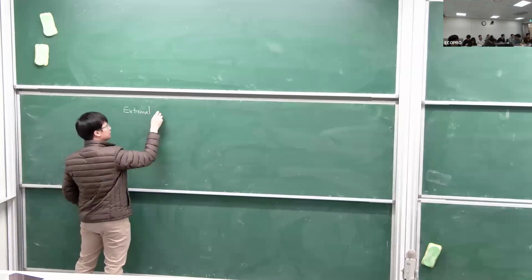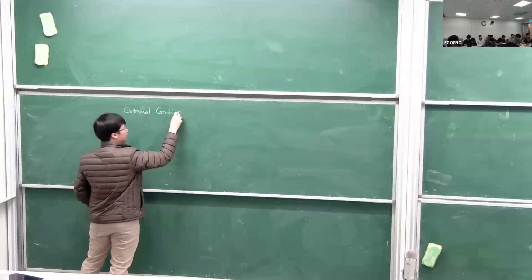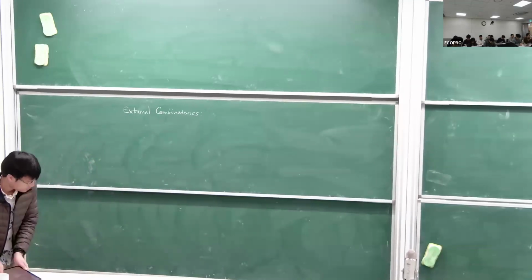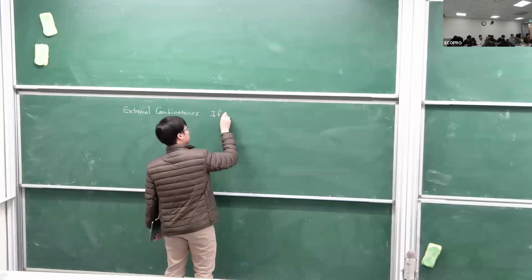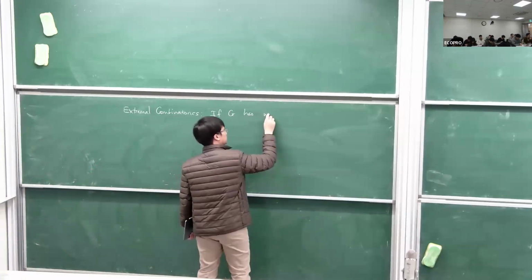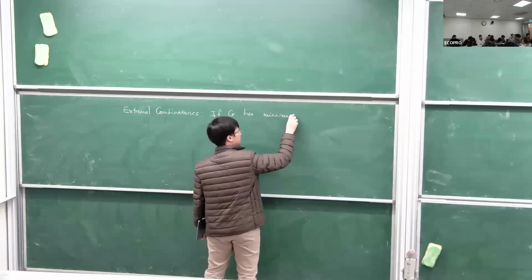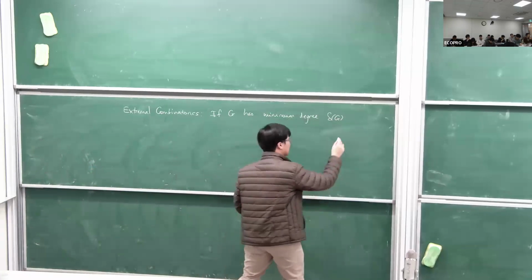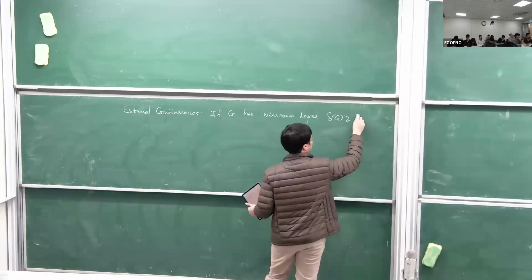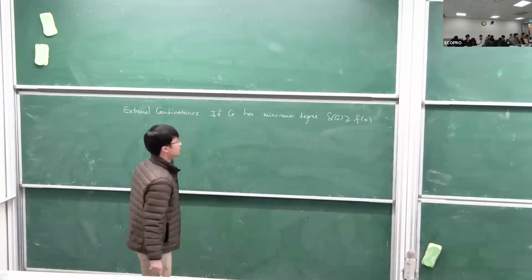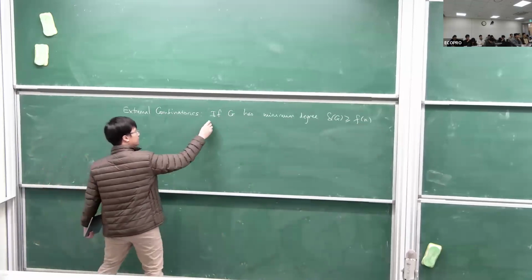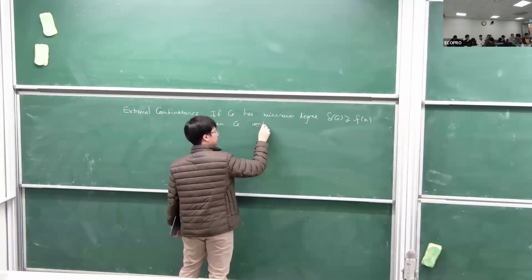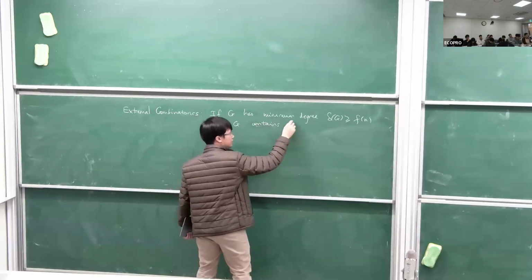Lots of results in extremal combinatorics have the following form. If you have a graph G that has a sufficiently high minimum degree, at least some function of the number of vertices n in the graph, then one can guarantee that G contains some specific target H as a subgraph.